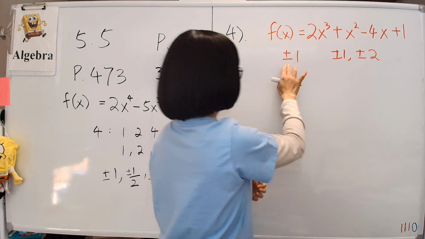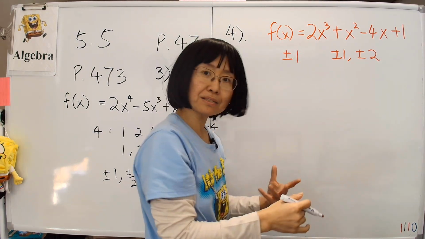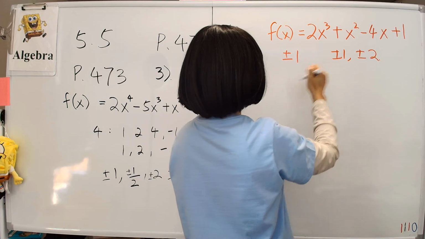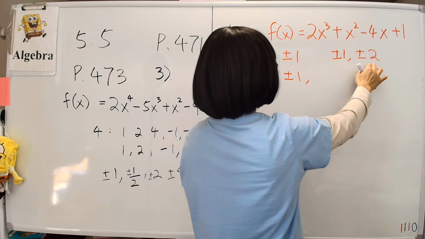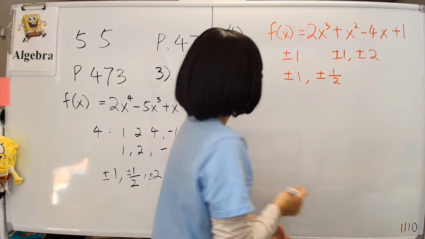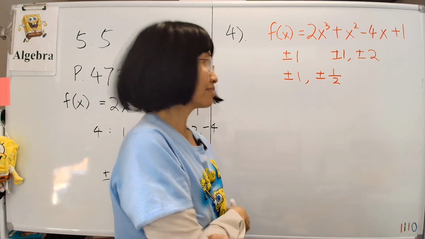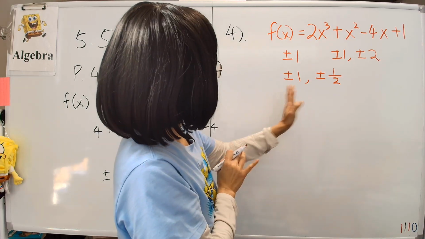So when you take this divided by that, our possibilities will be: the first one divided by that will be plus or minus 1. And then this divided by that will be plus or minus 1/2. And I think that's about it, right? You see anything else? I think those are all the possible roots.